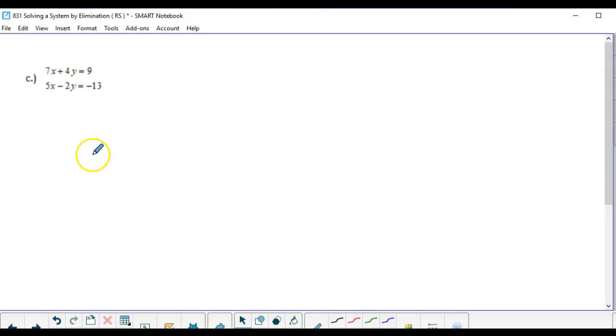Okay, next one, they're both linear. Because there isn't a coefficient on x that's 1 or the same one that you can solve for, and they're not solved for a particular variable, I'm going to use elimination. And in this one, I'm going to eliminate the y because it's really easy here to multiply through by 2. So that's going to be 10x minus 4y equals negative 26. And then I'm going to copy out the first one.